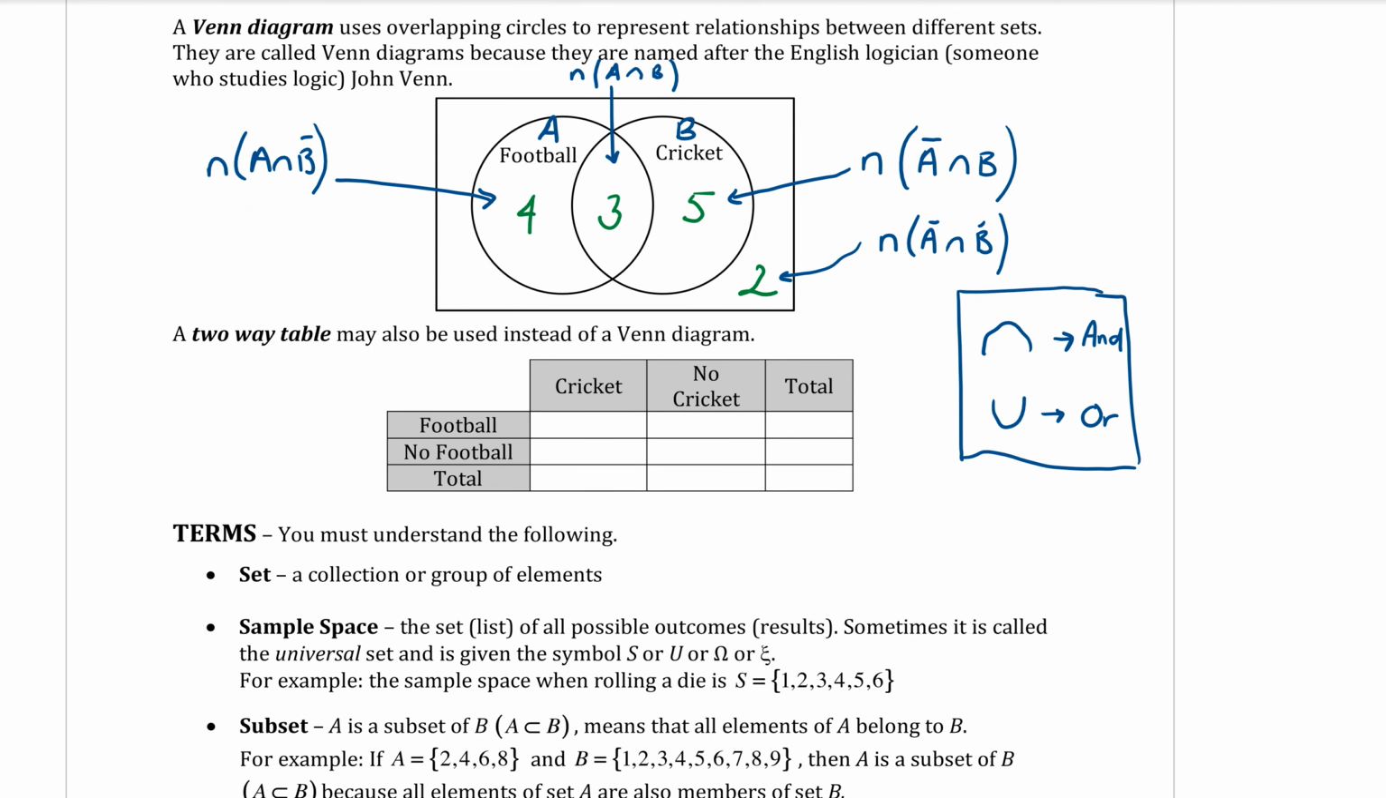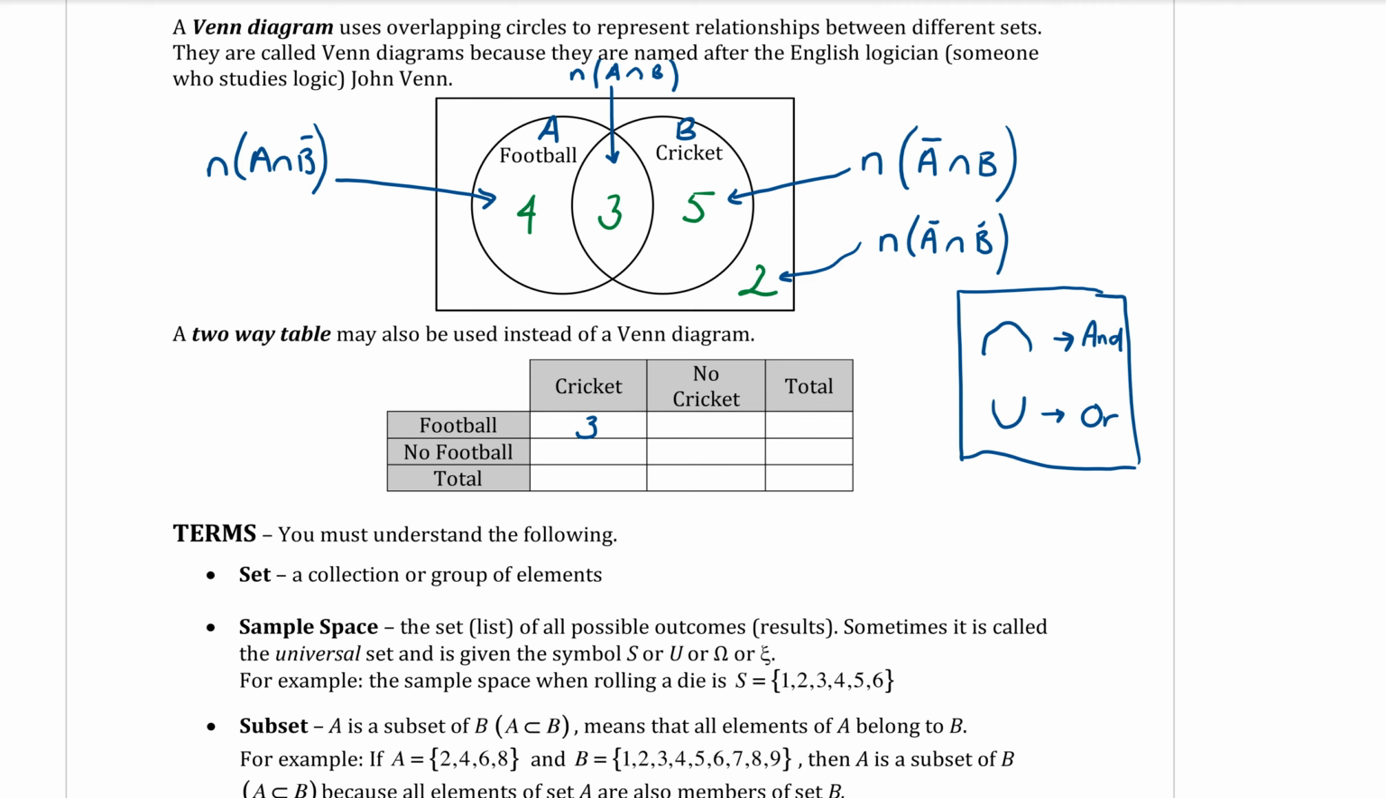Cricket and football. That's and. Hear that word and? They play cricket and they play football. That's going to be my overlapping section. The 3 people who play cricket and they play football. They play both. The overlapping section. Okay, let's work down that column.